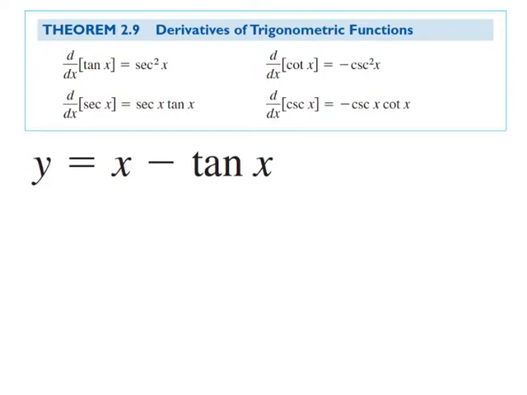If I look at here, the derivative of y is going to be the derivative of x and then the derivative of tangent. What's the derivative of x? 1. What's the derivative of tangent? Secant squared x. So there you go. That's it. That's all.